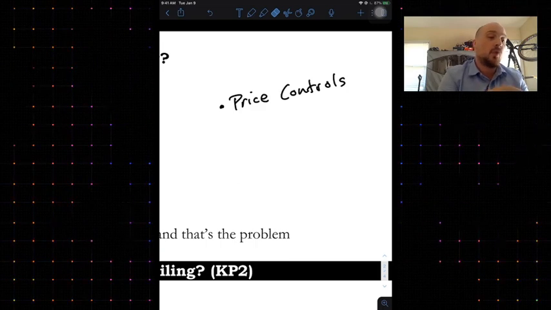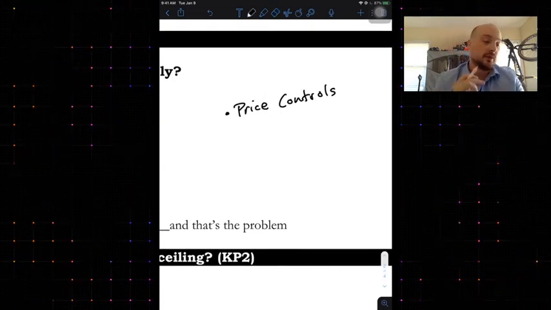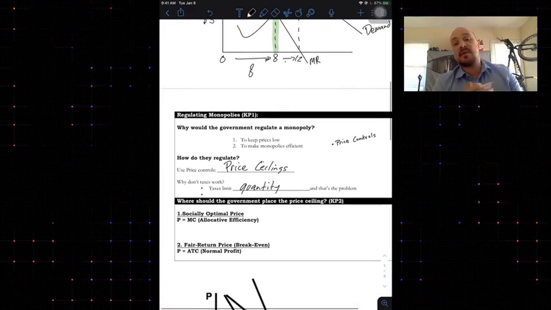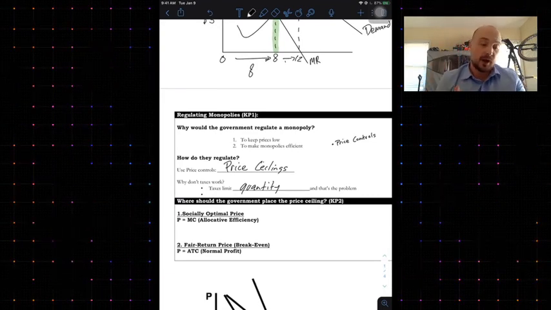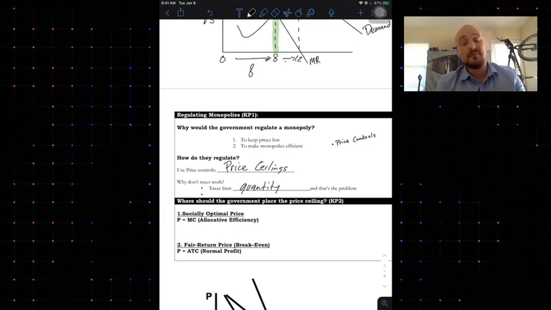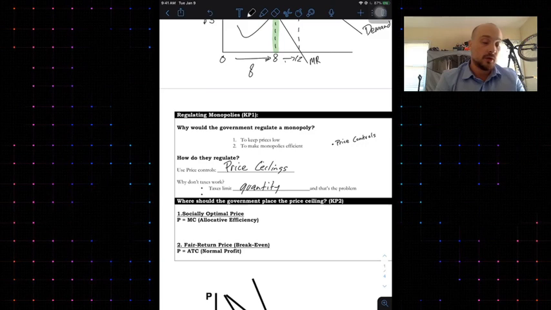And so what is left over for a government to do? Well, the government can use price controls, right? And so how do they regulate these monopolies? They use price ceilings to lower the price, right? And if they lower the price, more people buy it, and so they can buy that thing and get that socially optimal quantity, right?